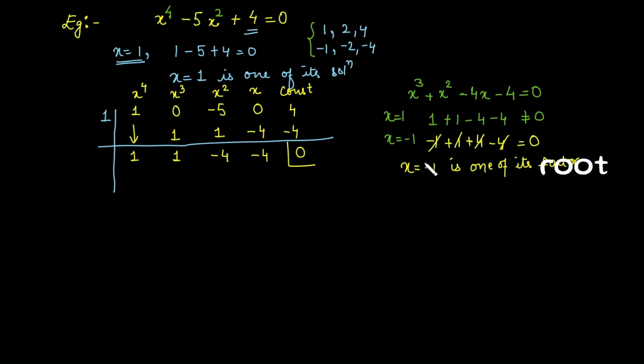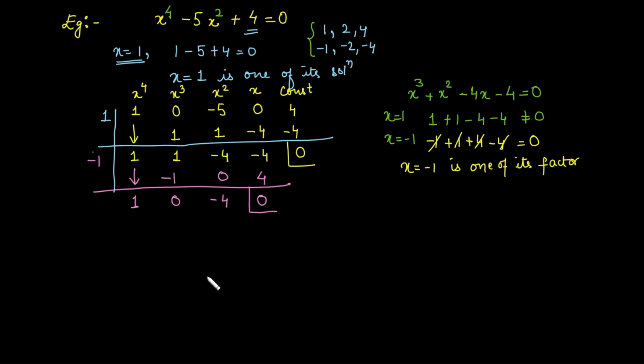We will repeat the same procedure for x is equal to minus 1. Now we will take x is equal to minus 1 in the same table. Repeat the same procedure. So this 1 is as it is. Product these two, 1 times minus 1 is minus 1. Add these two, 0. Minus 1 into 0 is 0. Add these two, 1 minus 4, which is minus 4. Product these two, 1 times minus 4 is minus 4. Add these two, 0. So again we are getting a remainder of 0.